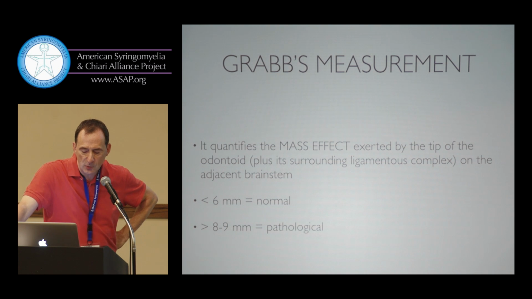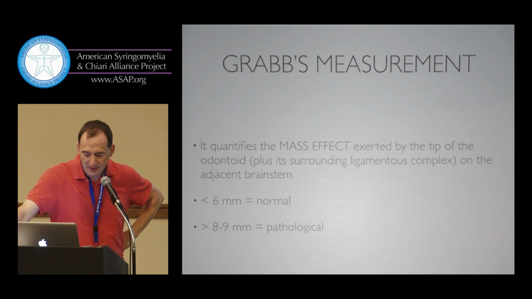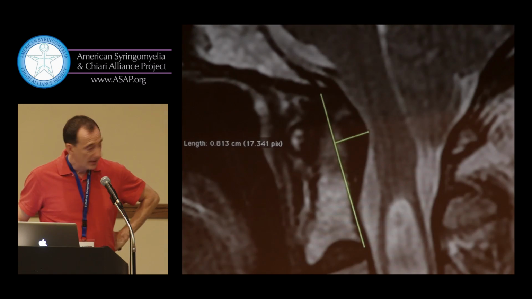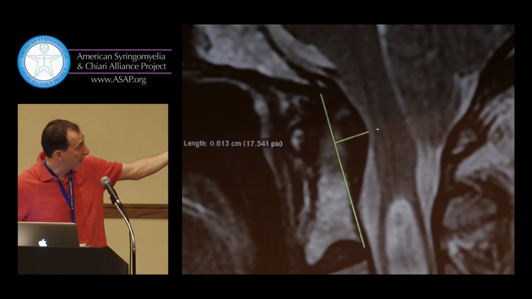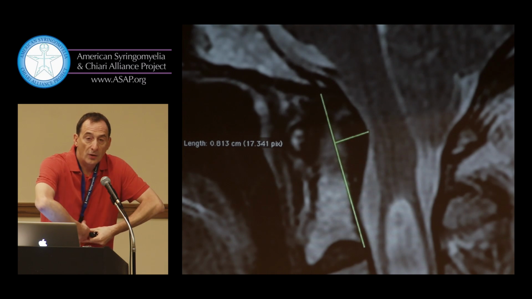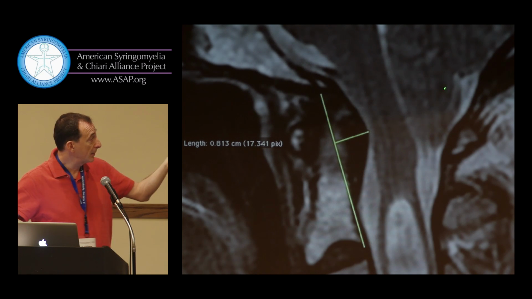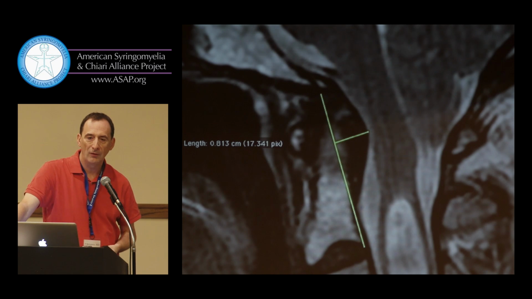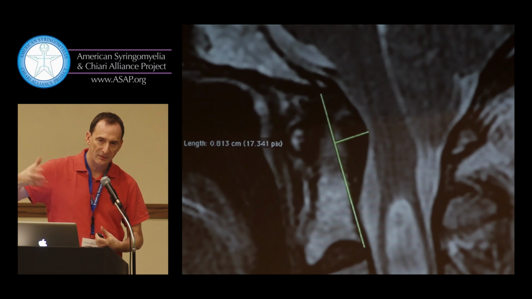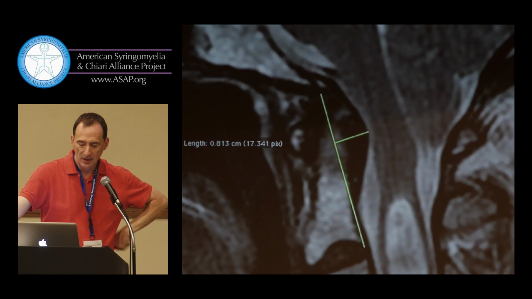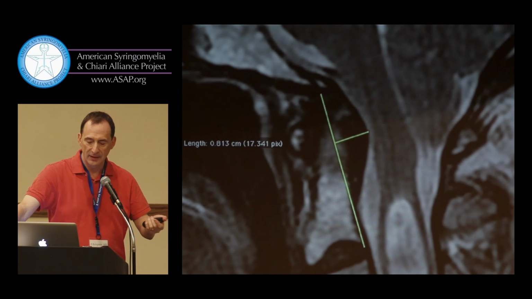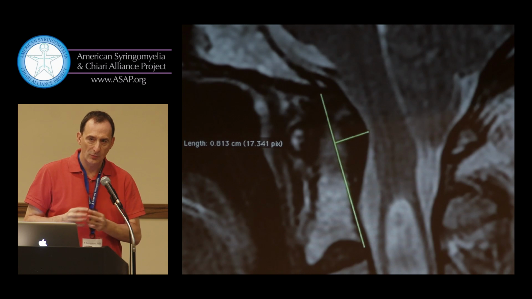What does it express? It quantifies the mass effect exerted by the tip of the odontoid plus the ligaments on the adjacent brainstem. Again, this is like a fist projecting backwards going inside the brainstem. And the brainstem is a very important pipeline of information from the brain to the periphery and vice versa, and has many other centers, aka nuclei, within. So it's a very important structure you don't want to mess with.